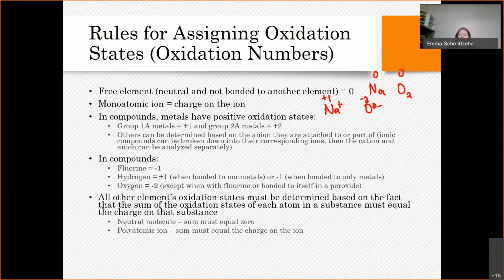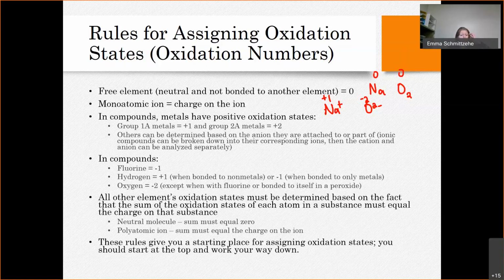Okay. So that's the rest of the elements, how you determine them, if you haven't determined it from things above. If you follow this list, this gives you a starting place. And if you go from the top to the bottom, it's going to make your life the easiest. If you try to jump around, sometimes you'll mess yourself up. So if you work your way down as you're trying to assign oxidation states, it'll make your life the easiest. So we're going to go through and do some examples.